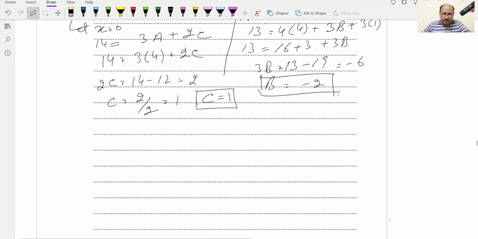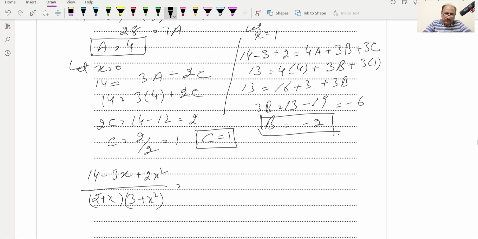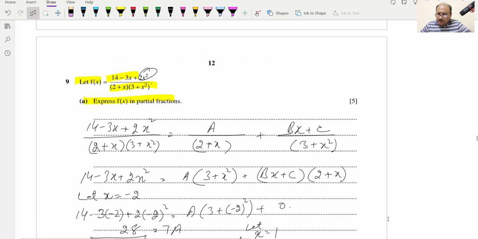Now these values we will replace, and our partial fraction will be ready. So (14 minus 3x plus 2x squared) divided by (2 plus x)(3 plus x squared) is equal to a value, which is 4, so we can write 4 over 2 plus x, plus b will be minus 2x plus c value 1, over 3 plus x squared. This is the final partial fraction which we have done, and this was a 5 mark question.